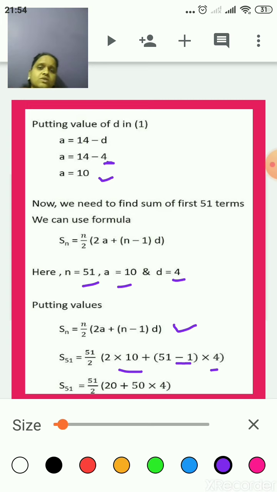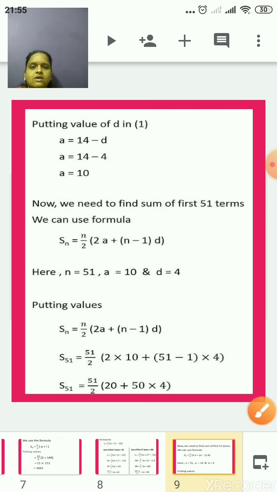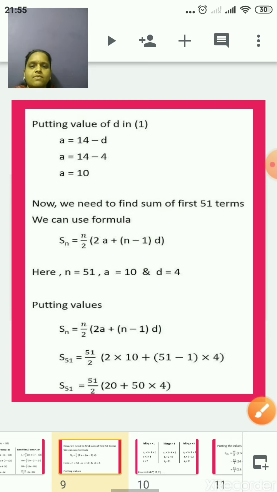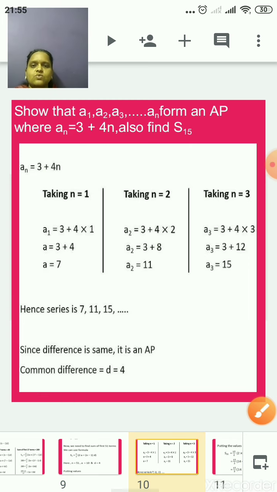Children, all of you know this calculation. It is very easy. 50 into 4, how much is it? 5 4s are 20, so 200. 200 plus 20, 220. Simplify and find the answer. Purposely I have not given the final solution over here, so that you can try yourself and find the answer. Is it clear to all of you? Can I continue with the next sum? Yes, it is very easy. That's why I told you to solve.